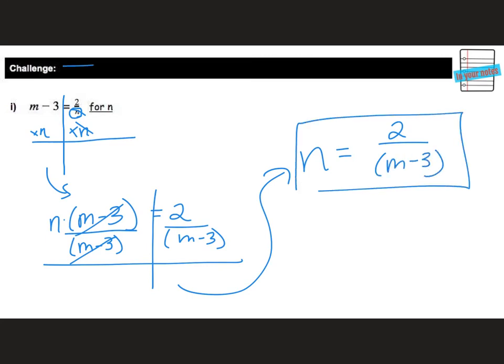Now again, when we say challenge problem, this wouldn't be what you would be expected to show on a summative test at the end of the unit, but it's always good to challenge ourselves to get better, and you may see a challenge question like this on a summative at some point.